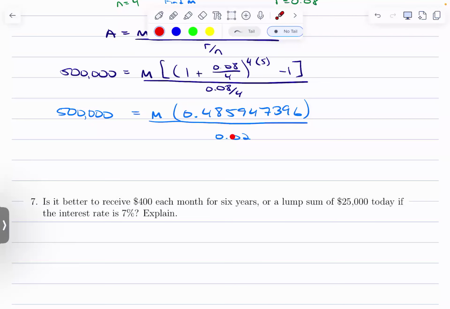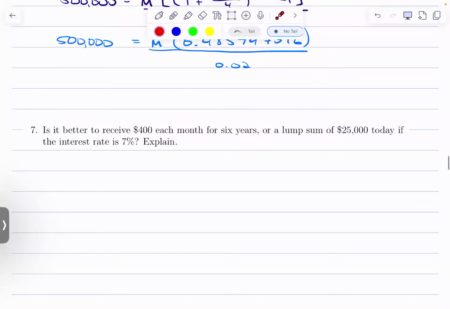With multiplication and division, it doesn't matter. You could multiply the 0.02 over and then divide by 0.04859, blah, blah, blah. Or you can do the division over here and then divide it over here. You'll find the same answer.